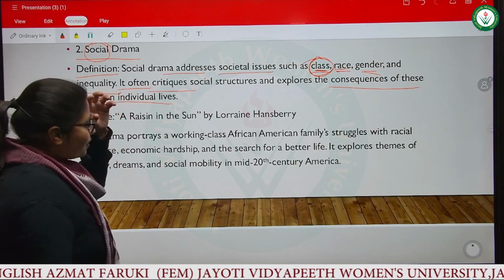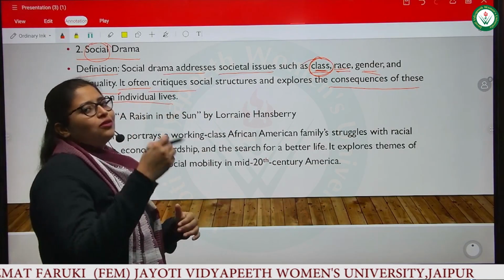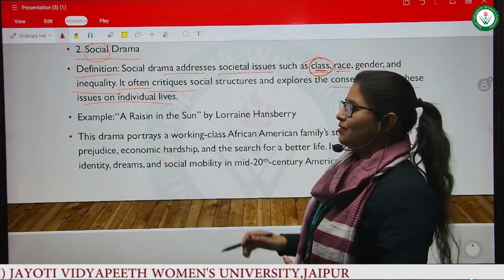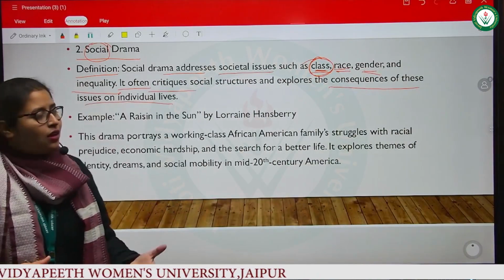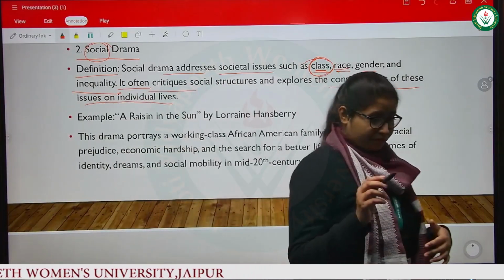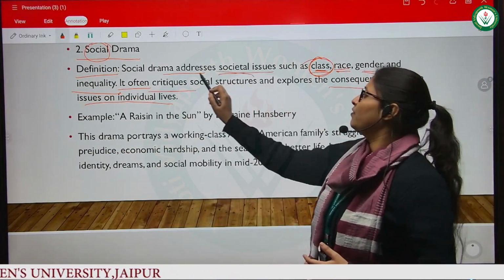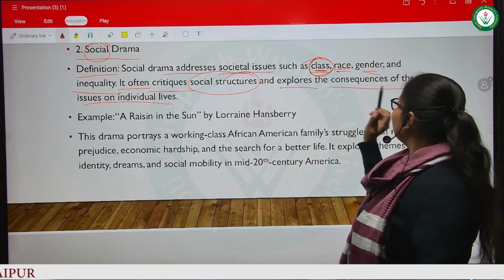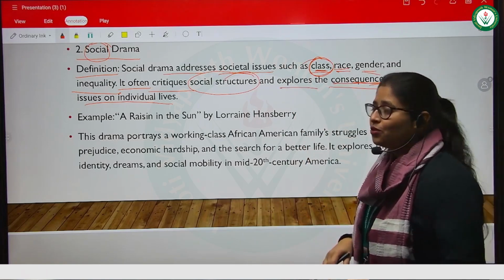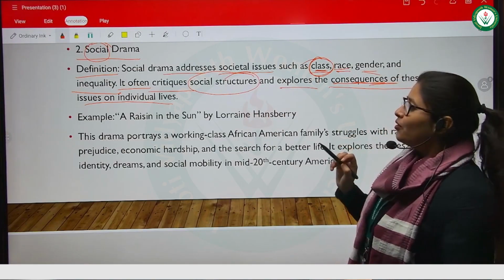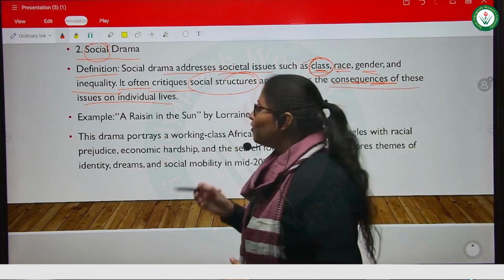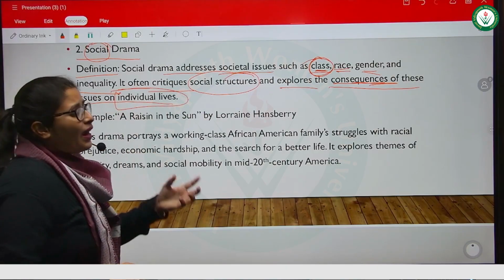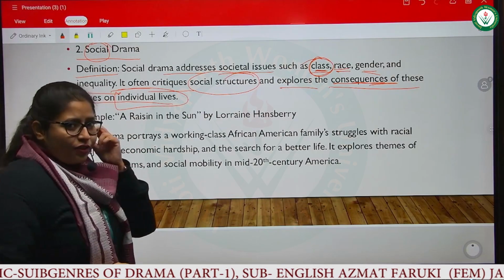Through these dramas, the dramatist always critiques the power structure, the social structure, which has been made by the powerful people of the society. The plays explore the consequences faced by people due to these social structures, and the impact people experience in their individual lives.